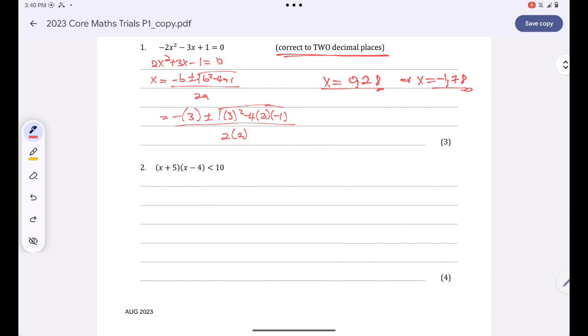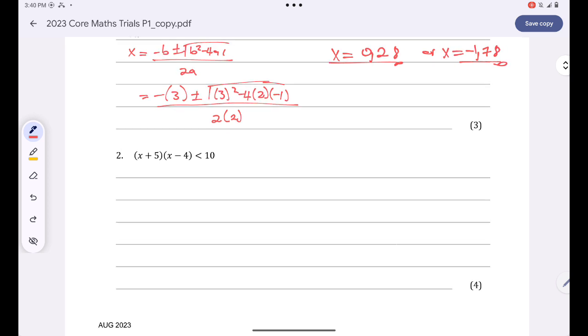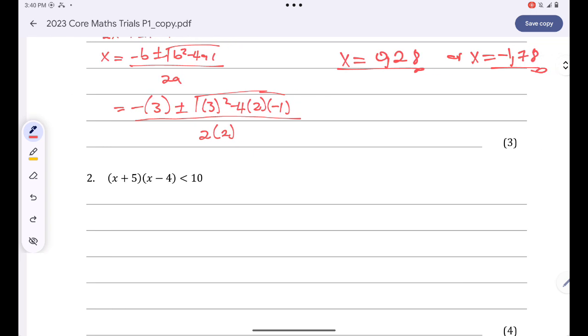Okay, and then now I'm given an inequality, guys. The first thing I need to do is to make sure that my inequality is in standard form. Everything is on the left hand side and 0 is on the right hand side. So the first thing I need to do here, guys, is to simply remove these brackets by multiplying them out. I'll end up having x squared plus x minus 20 is less than 10. That means x squared plus x minus 30 is less than 0.